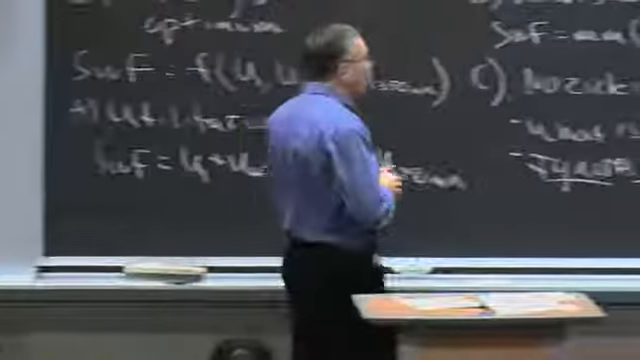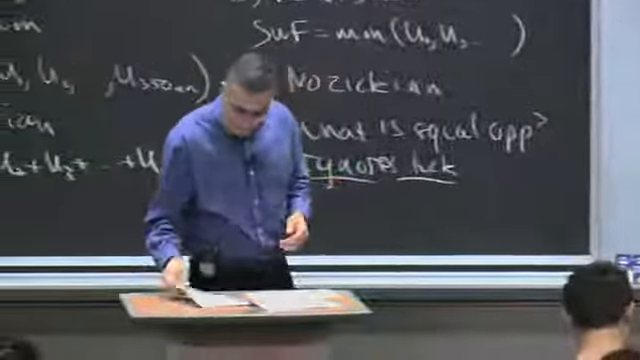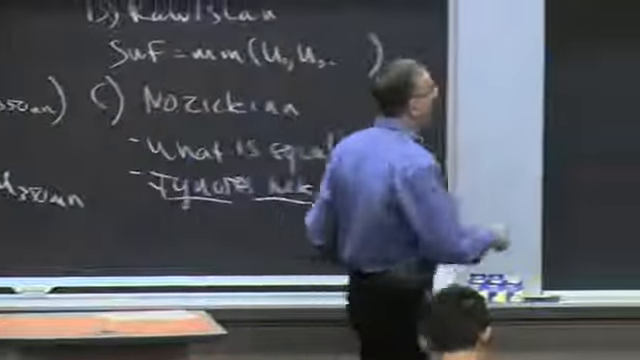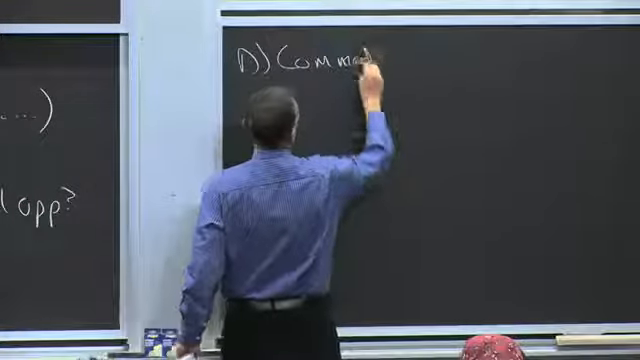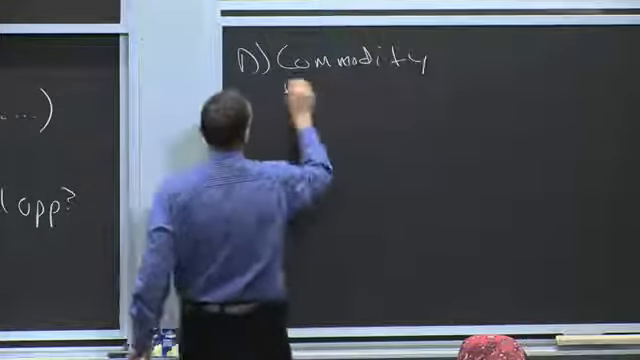And then finally, the fourth approach is a totally alternative view, which we call commodity egalitarianism.